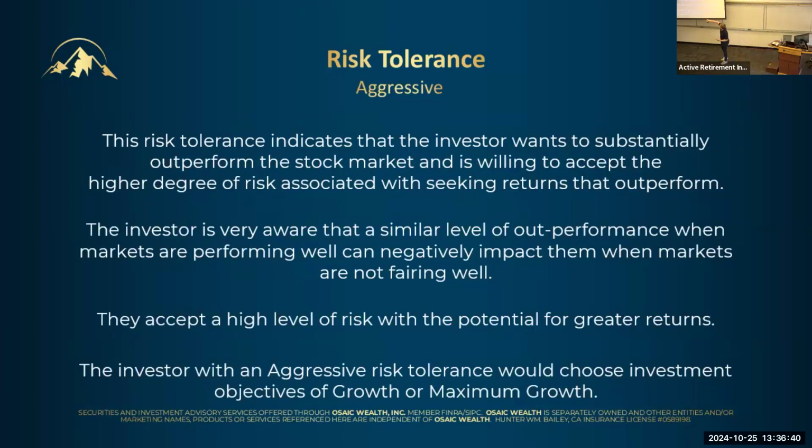So the investor is very aware that a similar level of outperformance when markets are performing can negatively impact them when the markets are not faring well. They accept a high level of risk with the potential for greater returns, and they generally will choose investment objectives of growth or maximum growth. And with all this description, basically maximum growth. A growth person will be a little bit more conservative than what's said there.